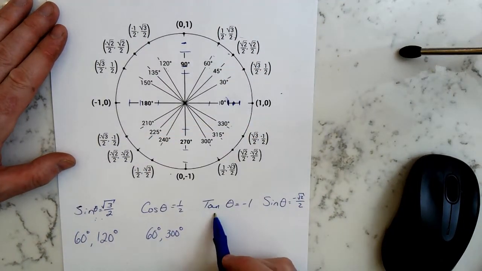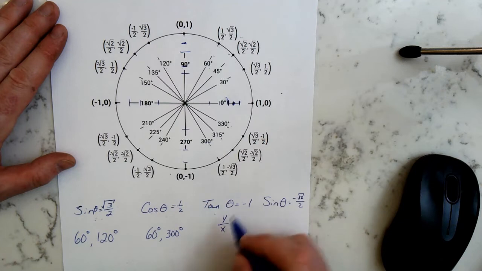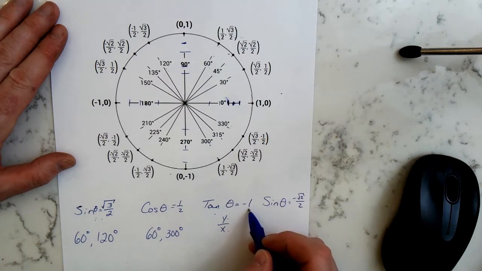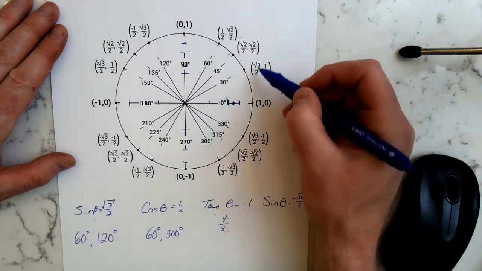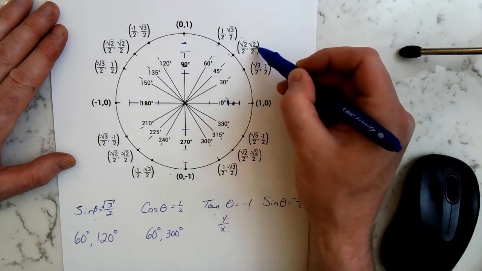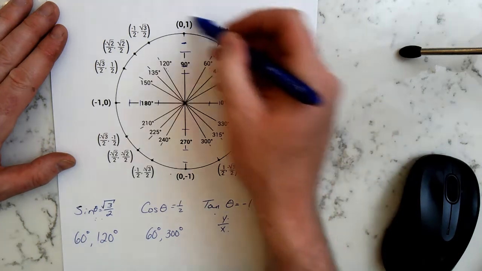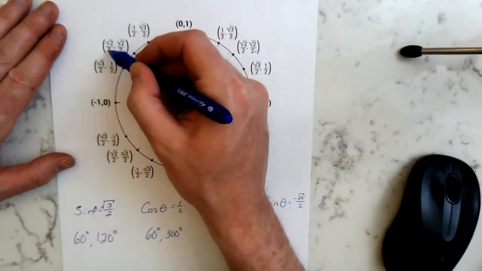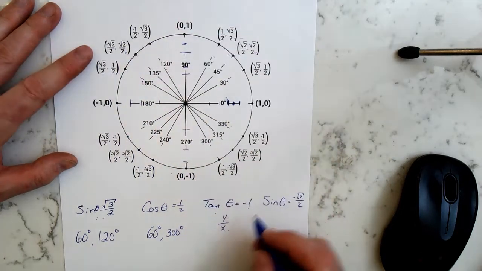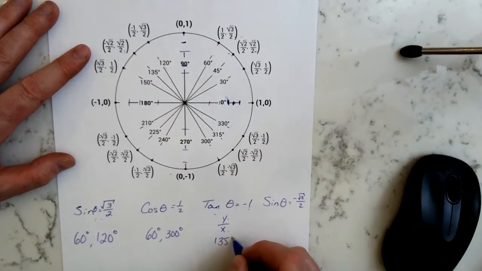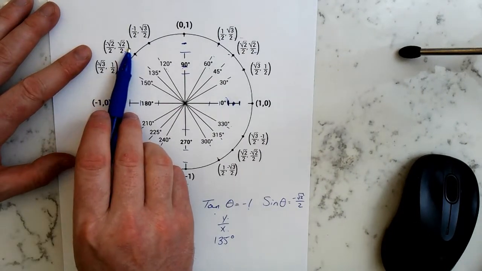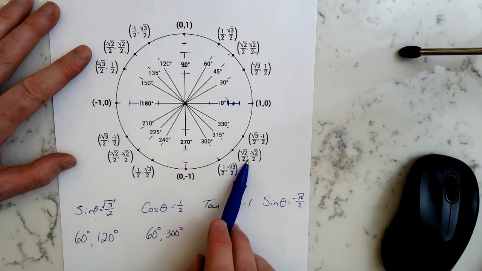So the next one is we have tan of an angle is -1. We have to think about this one. We need something divided by itself is 1, or in this case, -1. So the only time that we have something divided by itself is 45 degrees, but it's not negative. So if I keep going, here, this divided by this one is -1. And the nice thing about tan is if you go straight across, you'll find the other one.